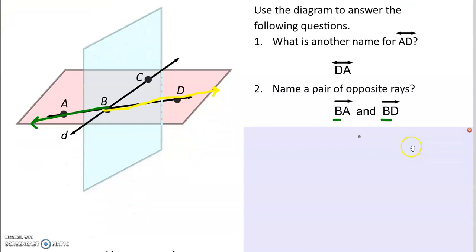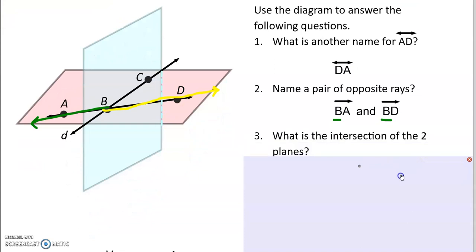And then the last question, it says, what is the intersection of the two planes? So notice, just like the example on the last slide, I have the blue plane and the pink plane. How would I call where they intersect? There's a few different ways. They intersect, hopefully you're thinking, at this line. So I can call it line D because it has a lowercase.